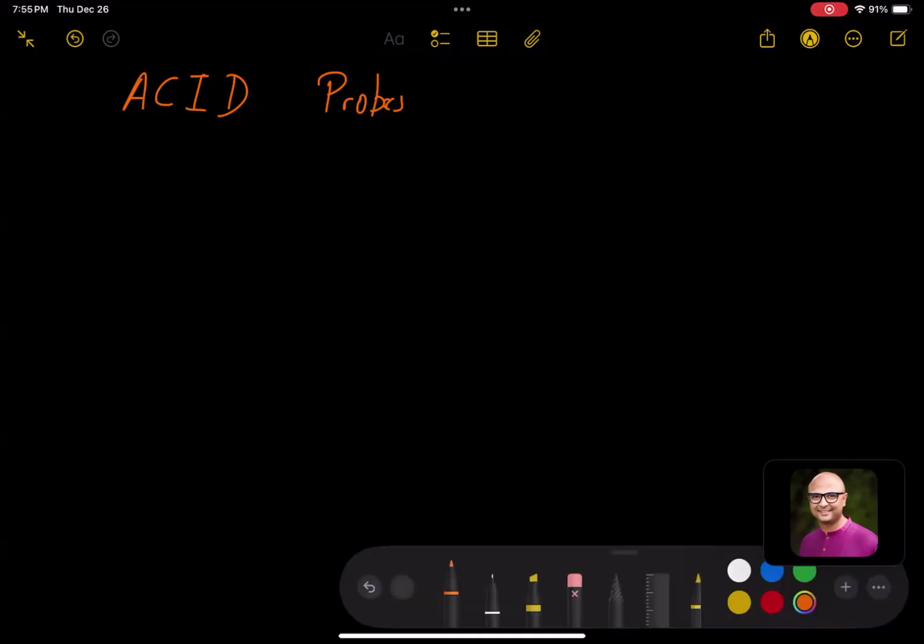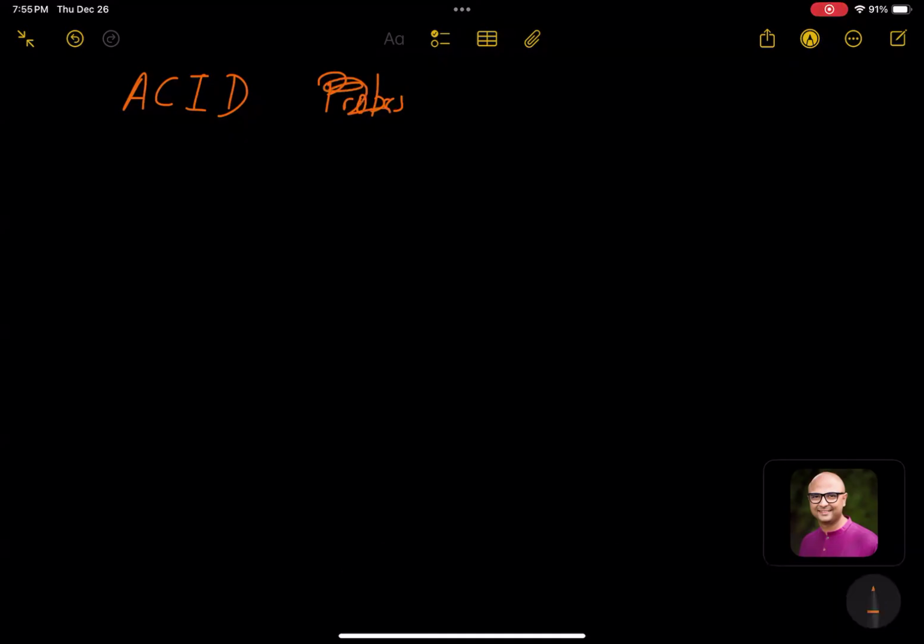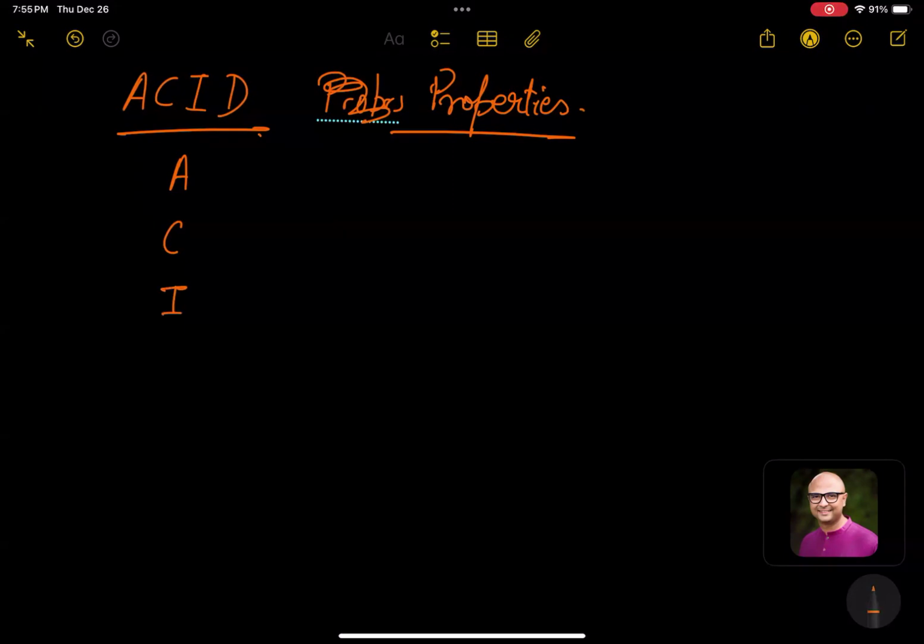Some issue with my pen, it seems like. Anyways, so Abhinandan, you had this point previously about what ACID properties are, and I want to spend some time to discuss ACID properties in detail today, and then we can see where we go with this.